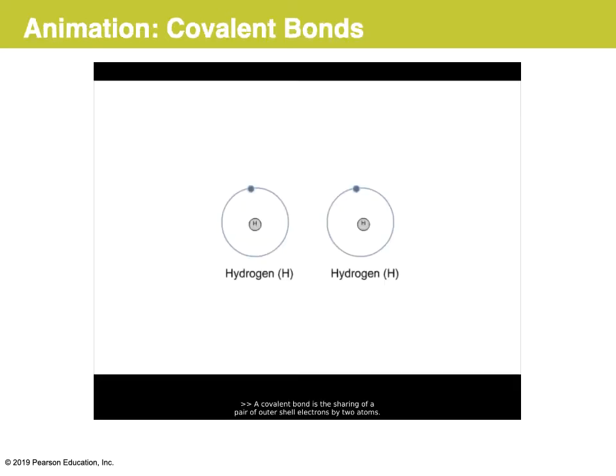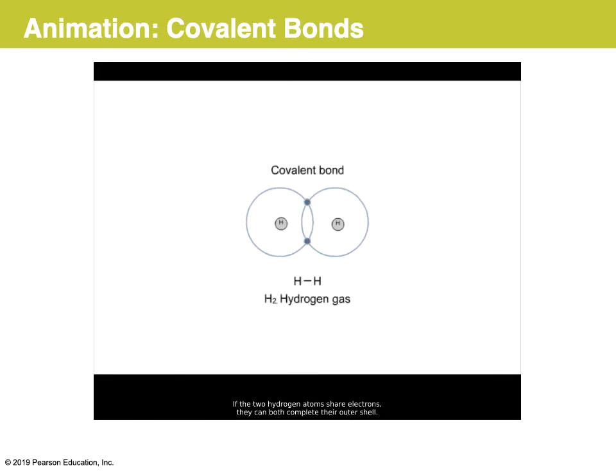A covalent bond is the sharing of a pair of outer shell electrons by 2 atoms. For example, each of these hydrogen atoms has 1 electron in its outer shell, but needs 2 electrons to complete its outer shell. If the two hydrogen atoms share electrons, they can both complete their outer shells. The shared pair of electrons constitutes a covalent bond, shown in shorthand as a line. The covalently bonded hydrogen atoms form a molecule of hydrogen gas. A molecule is defined as 2 or more atoms held together by covalent bonds.